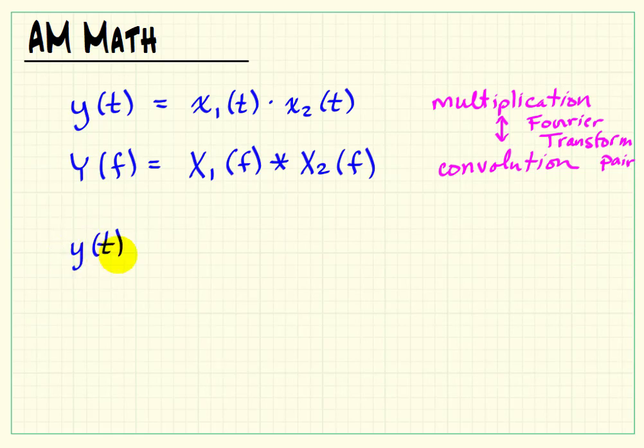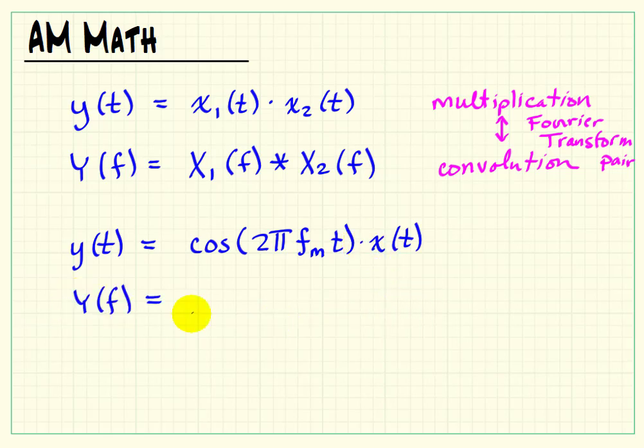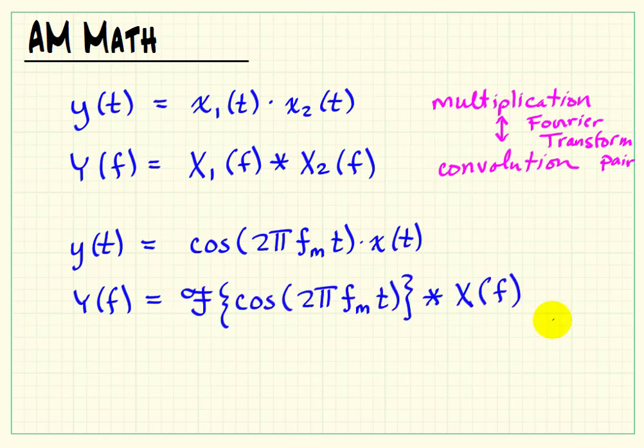Next, consider what happens when one of these signals is a sinusoid specifically. So say for x1, that's a sinusoid operating at the frequency f sub m, where f sub m stands for the modulating frequency. And I'll multiply that now by x of t. So x of t is multiplied by a sinusoid. Well, the spectrum of that result is the spectrum of x convolved with the Fourier transform of a cosine.